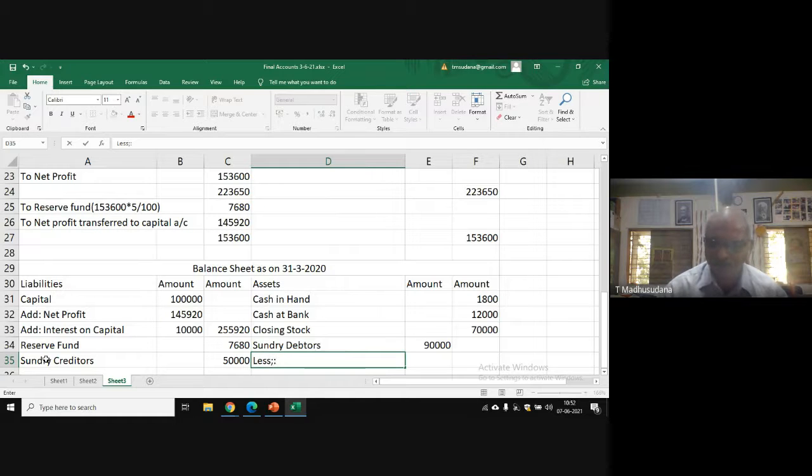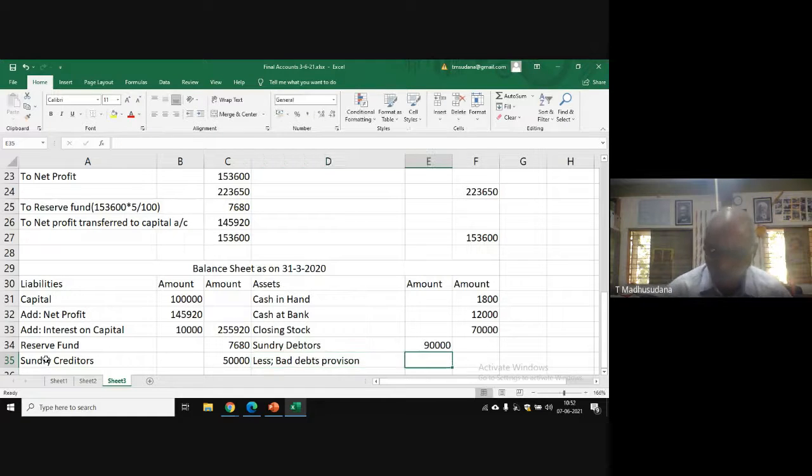Less bad debts provision, ₹1,000. Net figure 89,000.